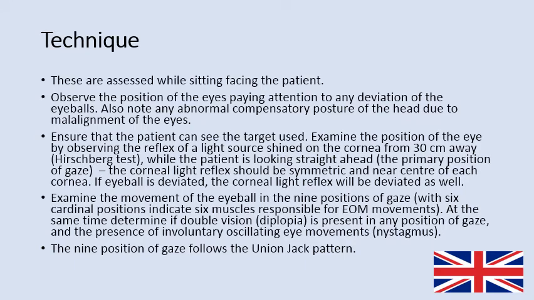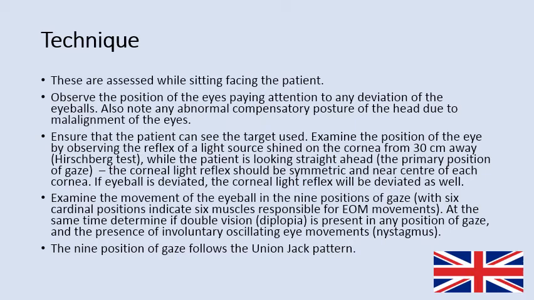For EOM examinations, the patient also sits in front of you, but different from the visual field examination, in these EOM examinations you are assessing two eyes at the same time, so you don't need to occlude your patient's eye or your eye during these examinations. First of all, observe the position of the patient's eyes by paying attention to any deviation of the eyeballs. Sometimes you'll be able to see obvious deviations of the eyeball from the center. Besides, you can also check whether there is any abnormal compensatory posture of the head due to the misalignment of the eyes.